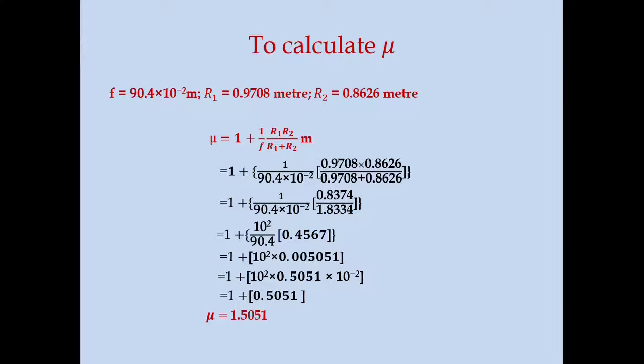So we have got the value of the refractive index of the material of the convex lens as mu equal to 1.5051. Generally, convex lenses are made out of glasses like crown glass or flint glass, and the refractive index for crown glass or flint glass will lie between 1.5 to 1.6. We have also got a value closer to 1.5.